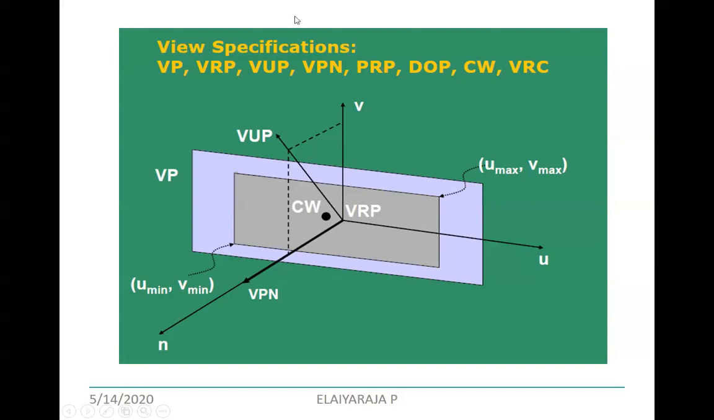Okay, so general view specification, when you consider, you take the value with the viewing plane reference coordinate, as well as viewing plane normalized up coordinates, and the projection reference points, direction of projection, central window which is the origin point where the axis starts, and the viewport reference coordinates.